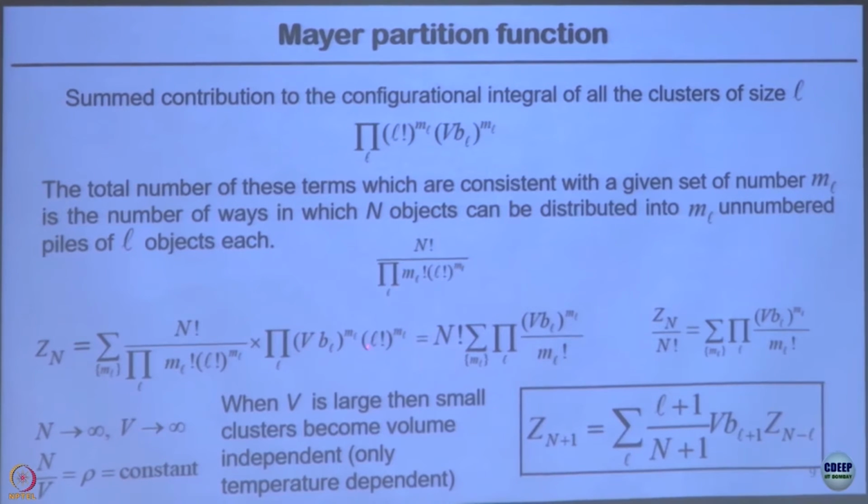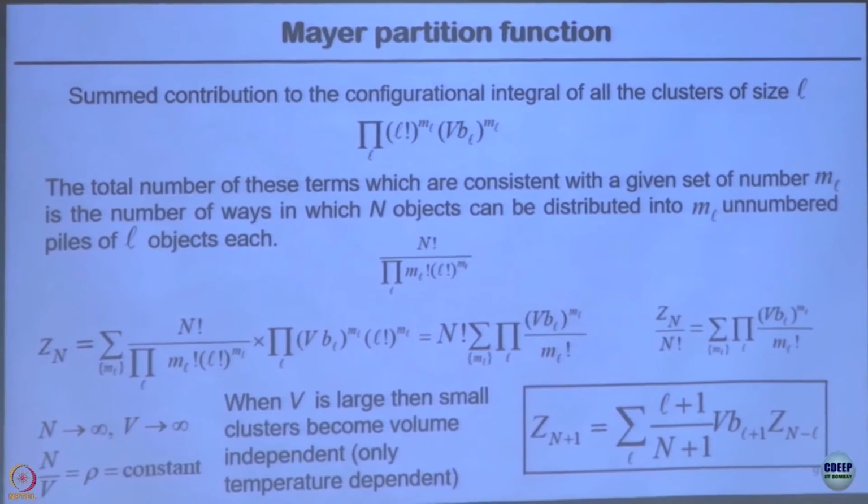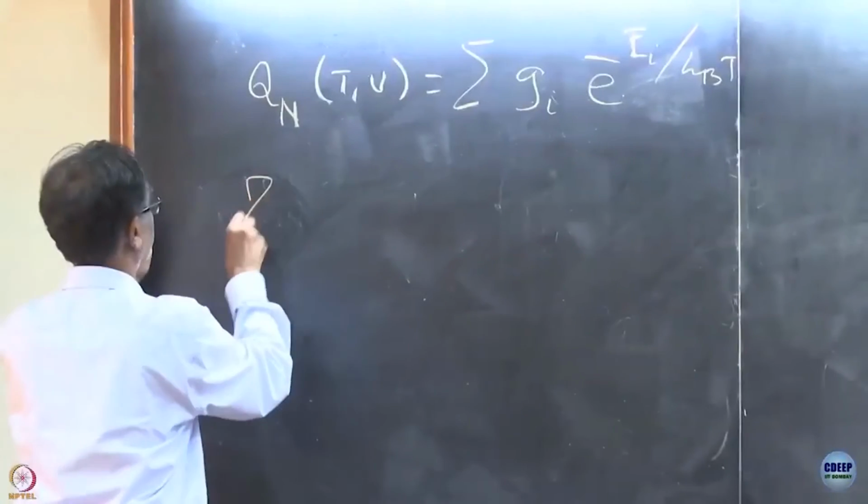When you do the product, there are certain cancellations: L factorial gets cancelled, ML factorial survives, and VBL to the power ML. And this beautiful expression is exact, used also in quantum theory, and is called the Mayer cluster expansion. So, this is an expression of the partition function. It has certain advantages, certain disadvantages, but whatever it is, it is exact. So, this is called decomposition. It is so beautiful, let me write it down.